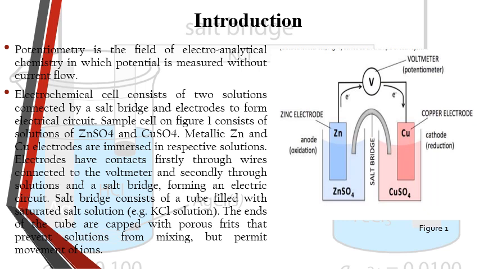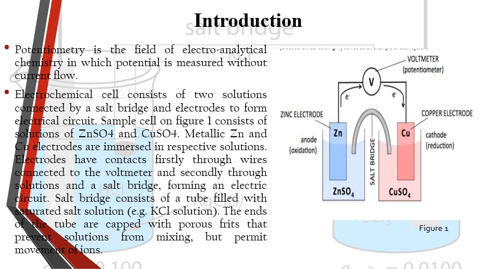Three distinct charge transfer processes are described for the system in figure 1. Electrons move in electrodes and wires from the zinc electrode to the copper electrode. Ions move in solution. In the solution on the left, zinc ions move away from the electrode and sulfate ions move towards it. In the solution on the right, copper ions move towards the electrode and negatively charged ions, that is the sulfate, move away from it. In the salt bridge, positive ions move right and negative ions move left.